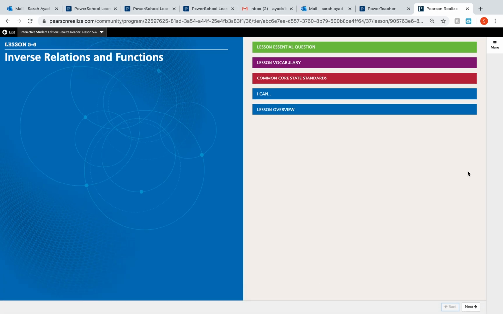Hi everyone, so today we're going to be doing section 5-6, which is the last section of chapter 5. Woohoo! So we're going to be talking about inverse relations and functions.